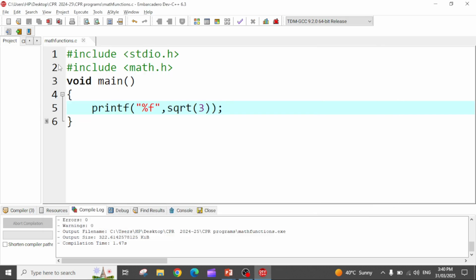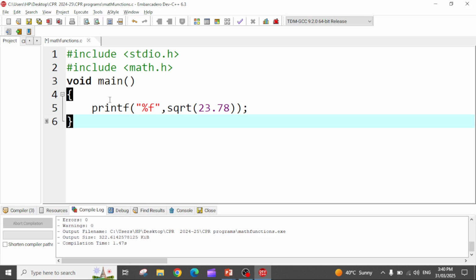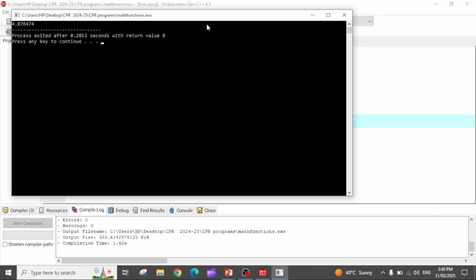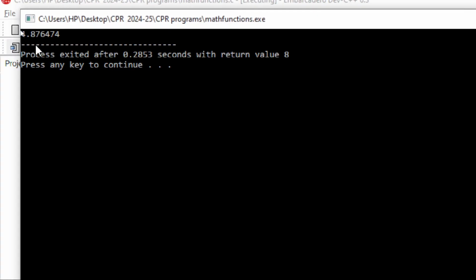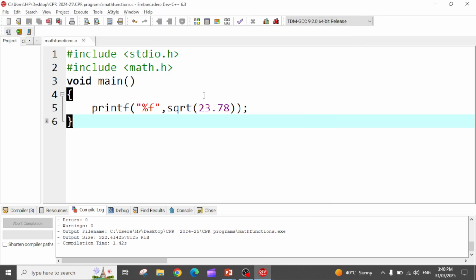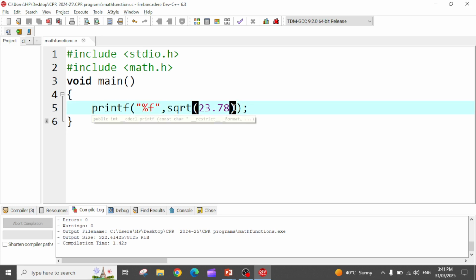In a similar way, I can have a floating point number also whose square root is to be found. Say 23.78 is the number whose square root is to be found. In that case also I am going to get the answer in floating point form. So the answer I have got is 4.876474. This is all about the sqrt function, which returns the answer in double form. Remember that mathematical functions return the answer in double form. For my convenience I am printing that result as a floating point number.